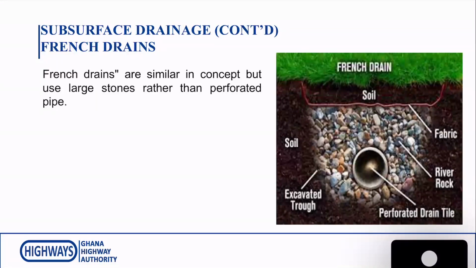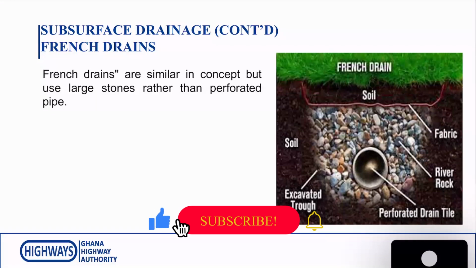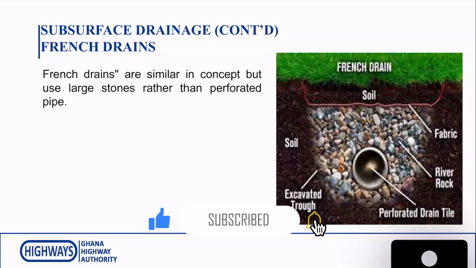Quite apart from the under drain system, you have what we call French drains, and they are similar in performance to the under drain system, but they use coarser aggregates instead of the previous one we discussed. So they use large stones rather than the perforated pipe. They don't use pipes, but they use large stones. They allow water to seep through the large stones and it's drained away. It is noticed that in most cases, the French drains, even though they are very efficient, are not as efficient as the under drain I mentioned earlier.